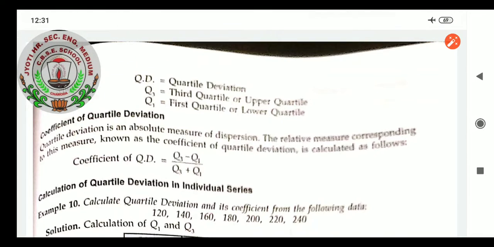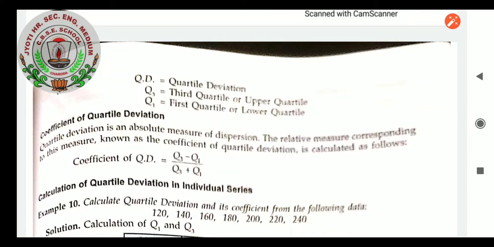Now the calculation of quartile deviation in individual series. Calculate quartile deviation and its coefficient from the following data. You can see the data. Note down the data and the definition and coefficient formula, students, first of all in the copy, then we will proceed to the calculation. I think you noted down. Now we can calculate. The formula of quartile deviation is Q3 minus Q1 divided by 2. We must not forget, because interquartile range and quartile deviation, this is the difference.